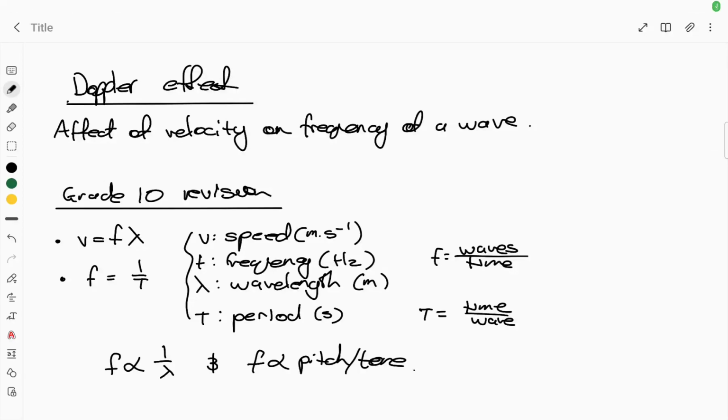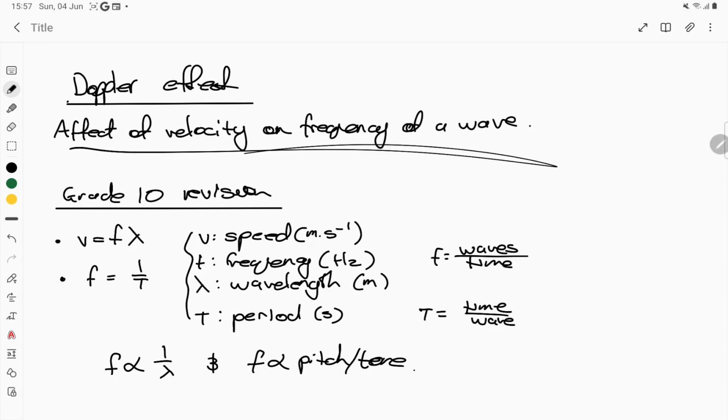The grade 12 physical sciences class with Mr. Phil Young. We are going to look at the Doppler effect today. And the Doppler effect is basically just the effect of velocity on the frequency of a wave.